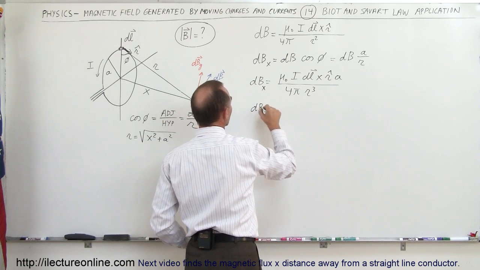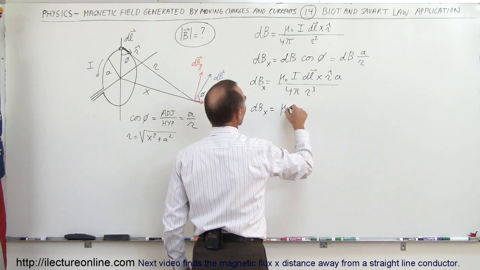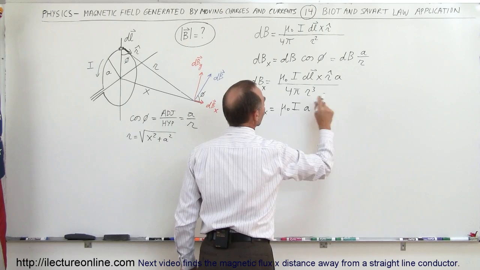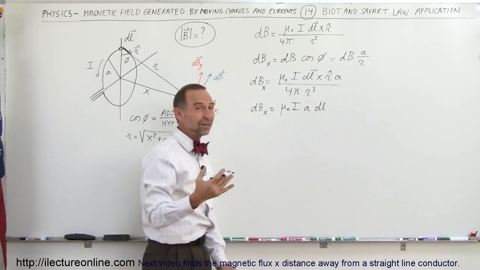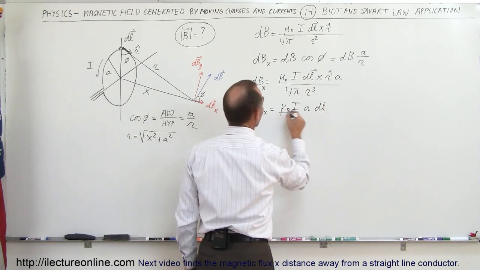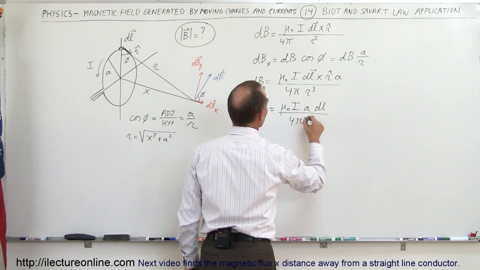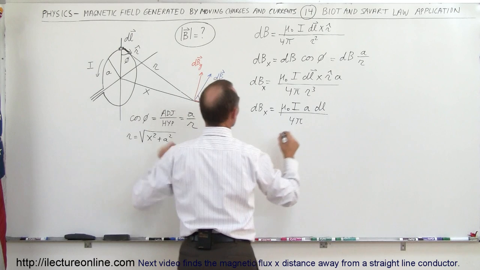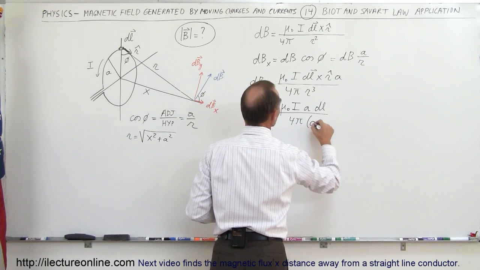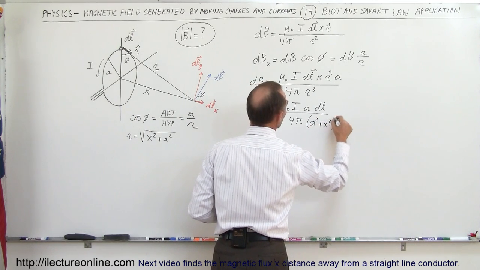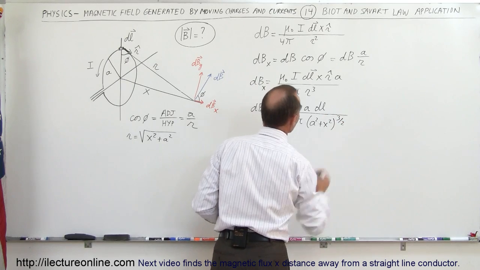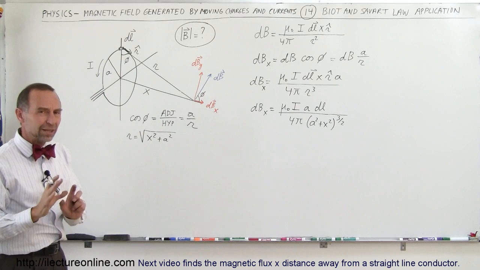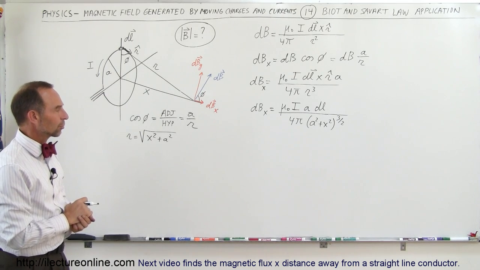db in the x direction is equal to mu sub naught I, I'll put the a in front right here, times dl, r-hat is 1 and the sine of 90 degrees is 1, divided by 4 pi r cubed. And let me write r cubed. R cubed is going to be equal to the quantity a squared plus x squared to the 3 halves power. Now notice we could have left it at r cubed, but it tells us a little bit more when we write it as a squared plus x squared.